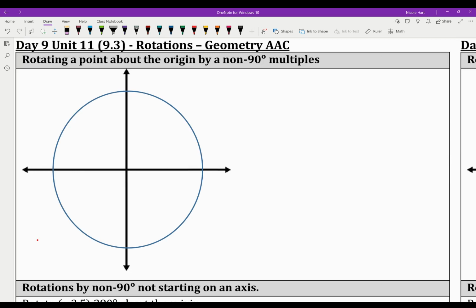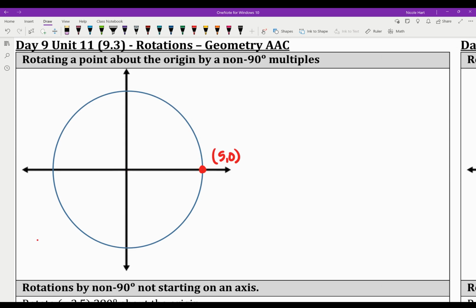Hi, everybody. For our lesson today, we are going to be taking a point on our coordinate plane, for example, 5, 0, and we are going to be rotating it about the origin. So rotating it around with the origin as kind of our vertex or axis, and our point is going to be traveling somewhere around the circle to a new point.